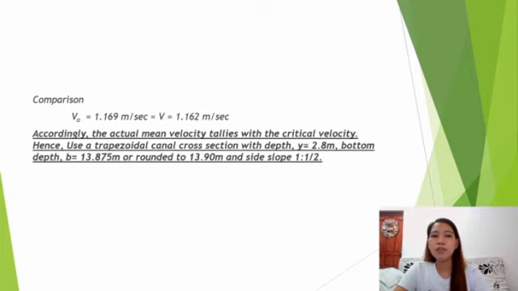With this one, I would say that this will be okay. Critical velocity is equal to 1.169 meters per second. So we can equate it to the mean velocity of 1.162 meters per second. So accordingly, the actual mean velocity tallies with the critical velocity. So with this design, we will use a trapezoidal canal cross-section with a 2.8 meter depth, a bottom width B of 13.875, or we can round it off to 13.9 meters, and a side slope of 1:1/2.